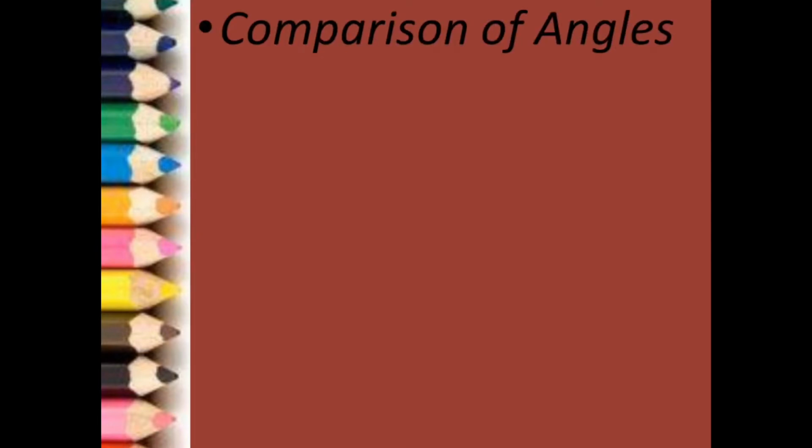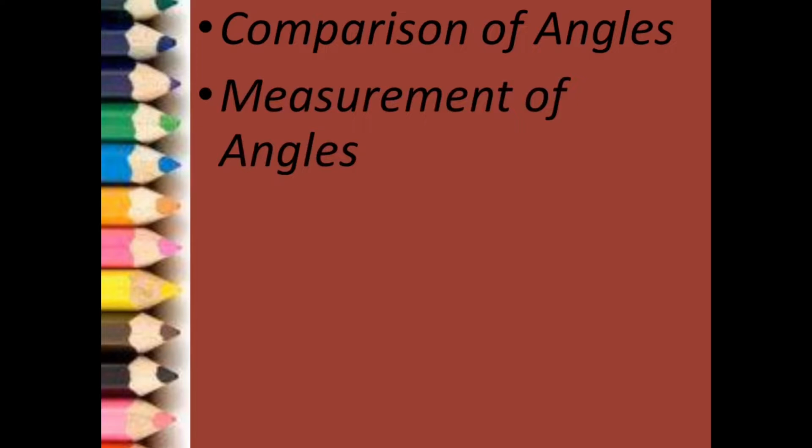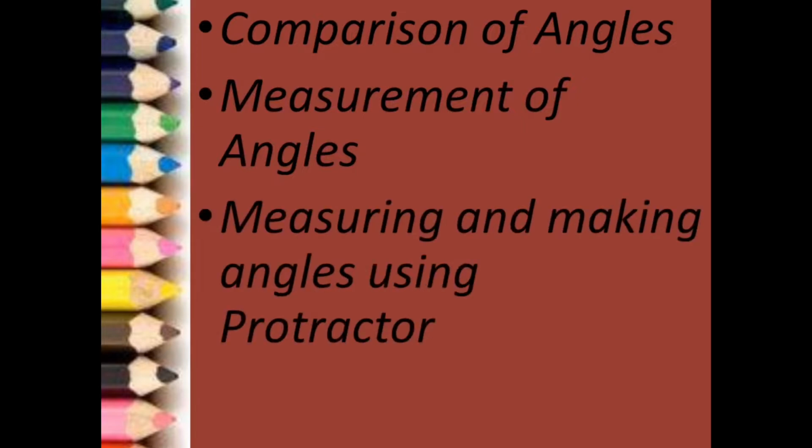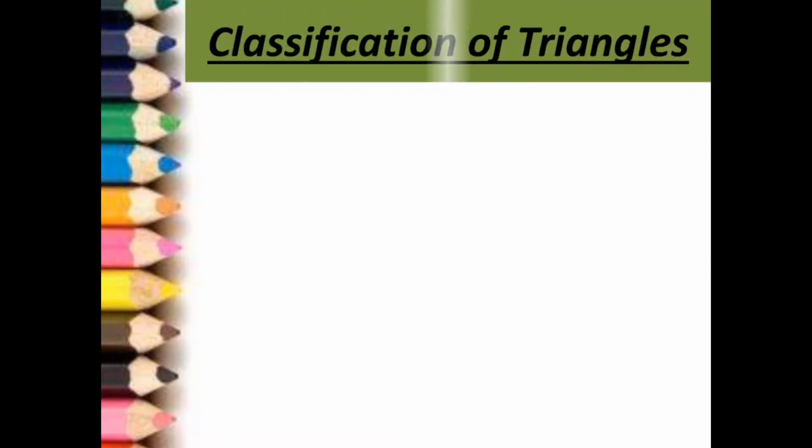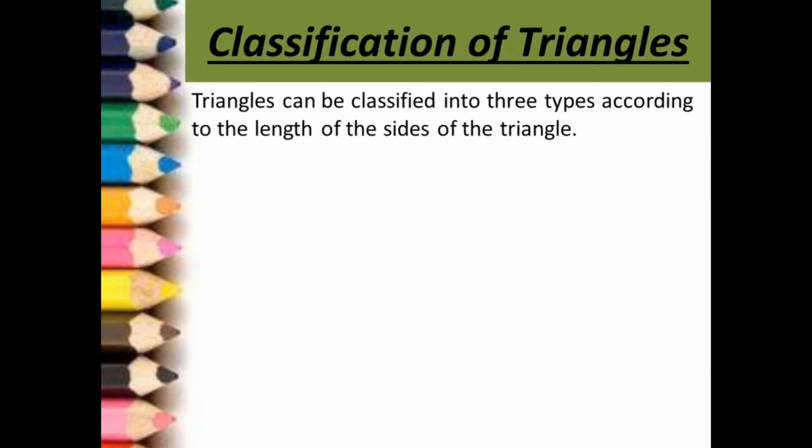In the previous video, we discussed the comparison of angles, measurement of angles, and measuring and making angles using a protractor, and we have completed our exercise 10C. Next topic is classification of triangles. Triangles can be classified into three types according to the length of the sides of the triangle.